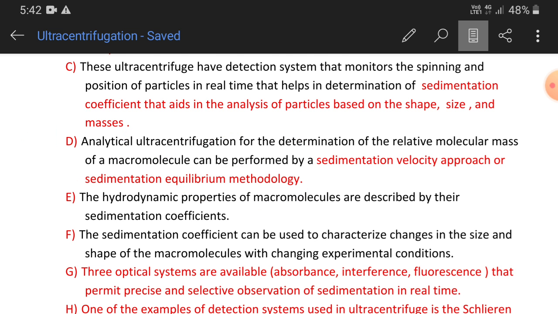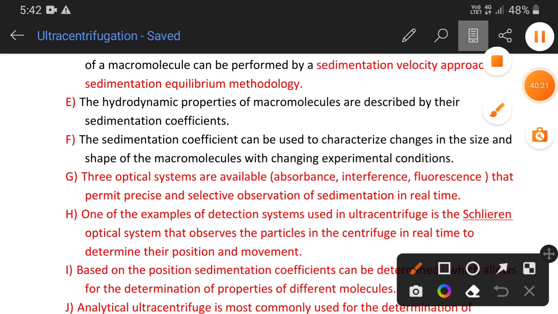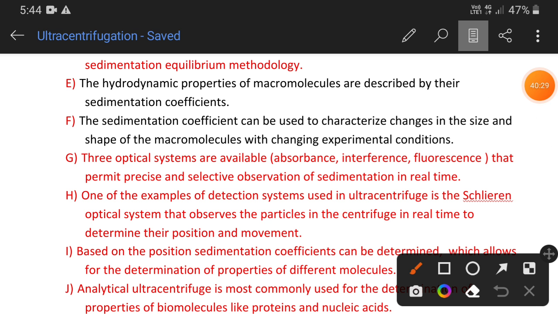So three optical systems are available. So we have three kinds of optical system. One is fluorescence, absorbance and interference that will permit precise and exact location of the sedimentation in real time. Okay, and one of the examples of this is the Beckman system.